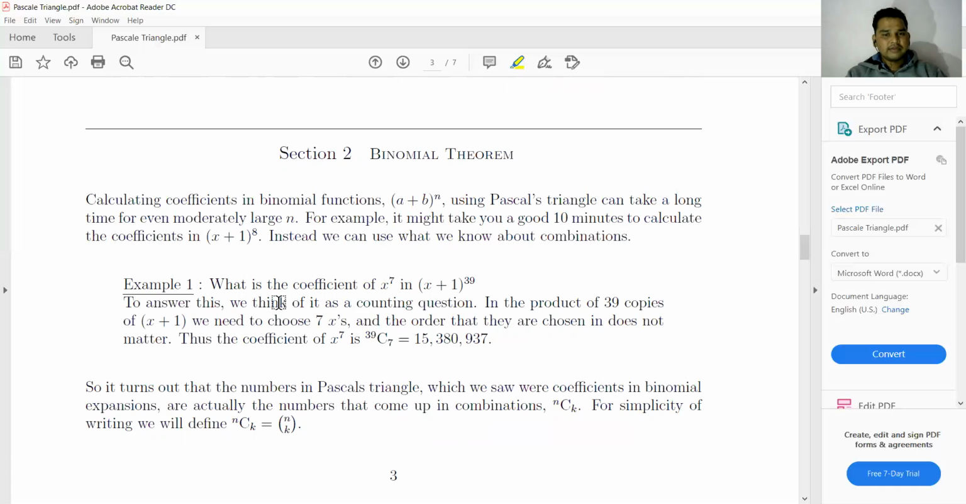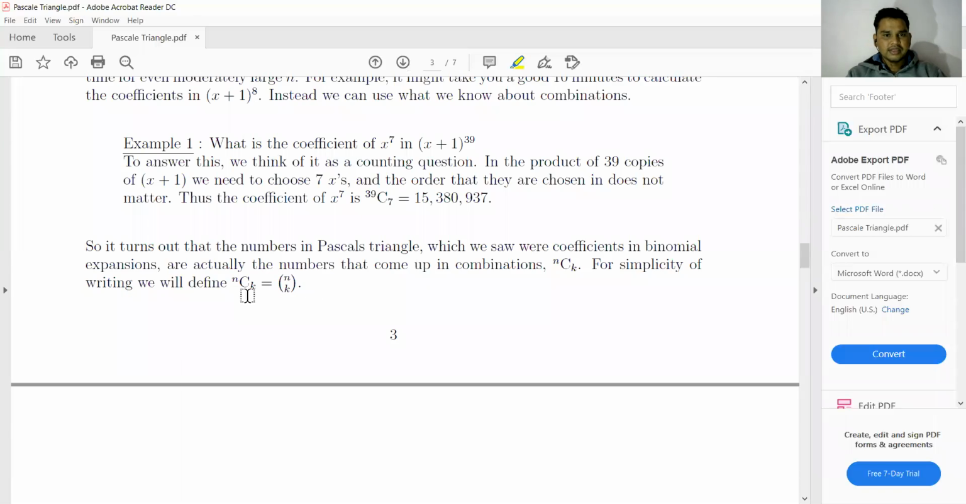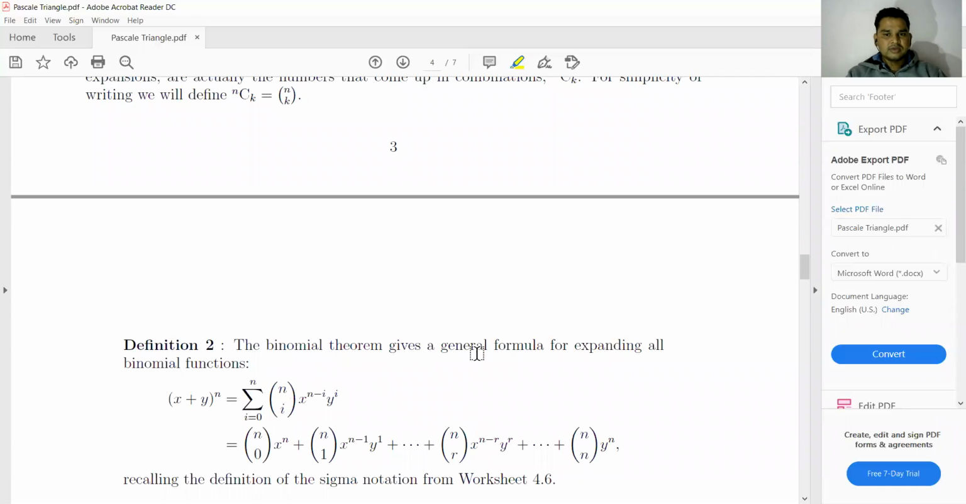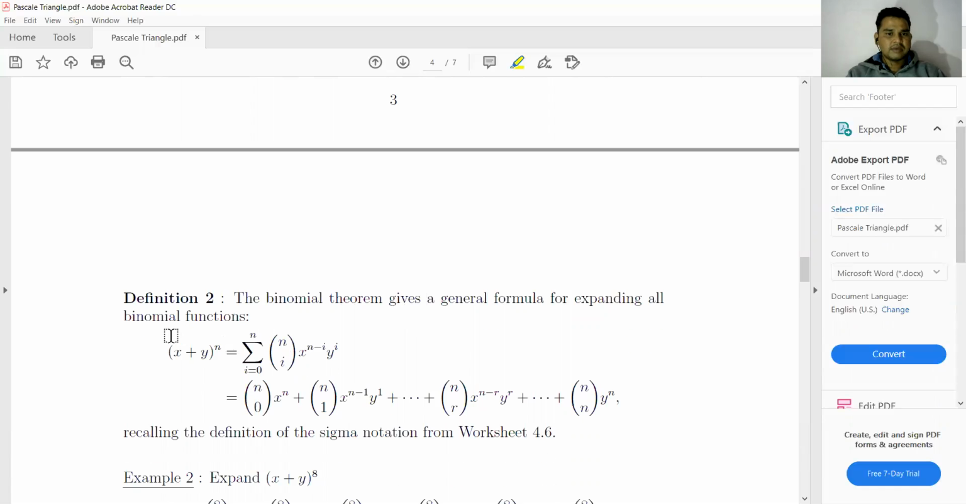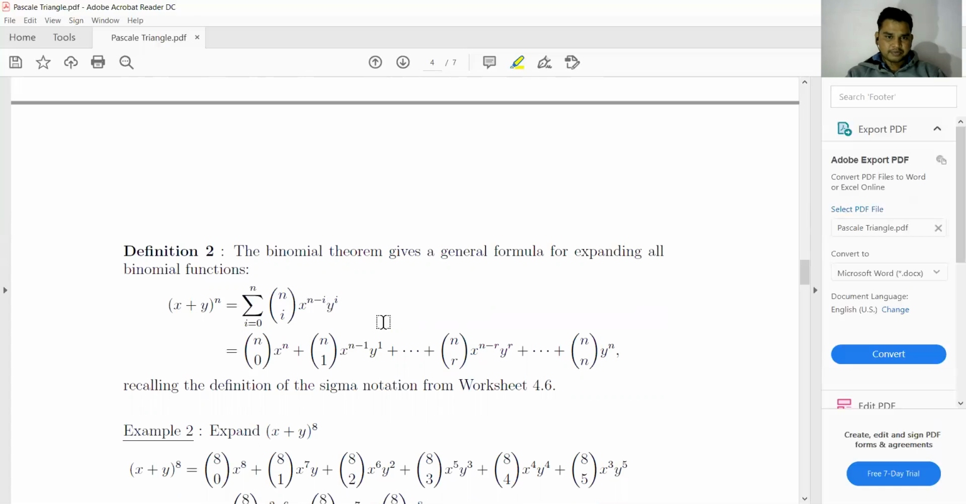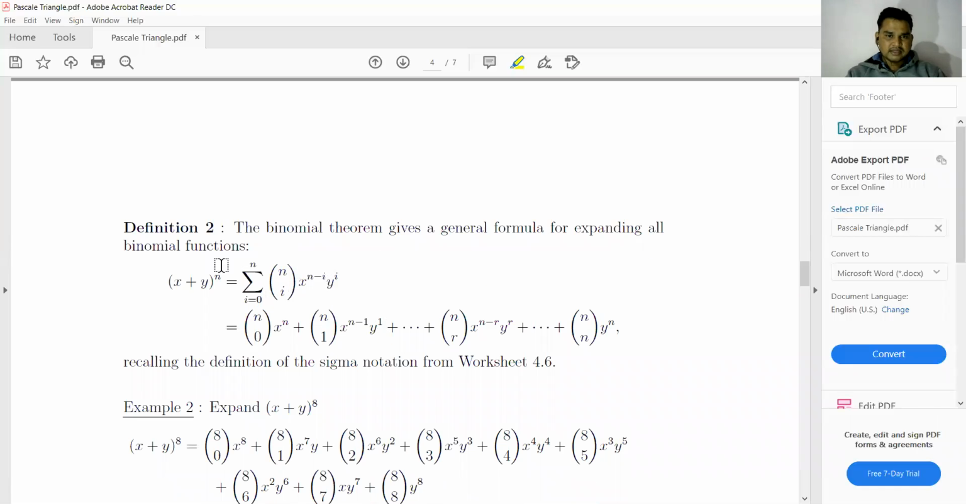Okay, now what is that formula? Here is the formula, nCk. The binomial theorem gives a general formula for expanding all binomial functions. So (x plus y) raised to n is equal to the summation from i equal to 0 to n of nCi x raised to (n minus i) into y raised to i. So by expanding this term, every time we will get nC0, nC1, nC2 and so on. This is the rth term.